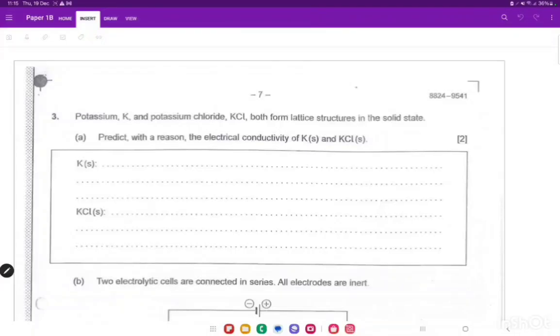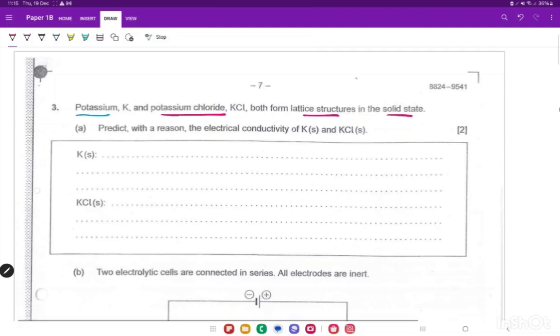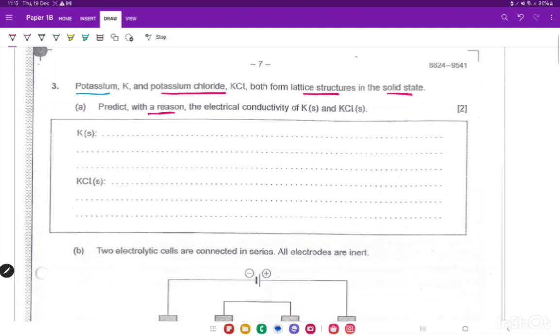Okay, now question 3, part A. Potassium and potassium chloride form a lattice structure in the solid state. It is asking to predict, with reason, the electrical conductivity of potassium solid and KCl solid.